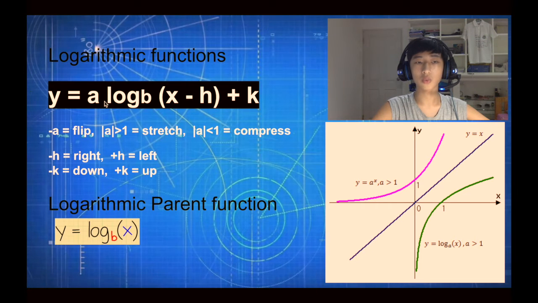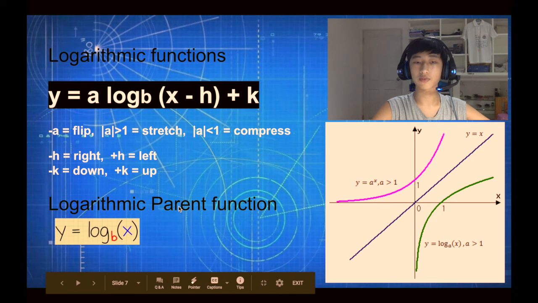And logarithmic functions, y equals a log b of (x minus h) plus k. This is a logarithmic equation. If a is negative, then you flip it. If the absolute value of a is bigger than 1, then you stretch it. If it's smaller than 1, then you compress it. For h, it's kind of weird. Negative h is going to the right, and positive h is going to the left. I will explain how to remember it later. Negative k is normal, go down. Positive k go up. The logarithmic parent function is this one.